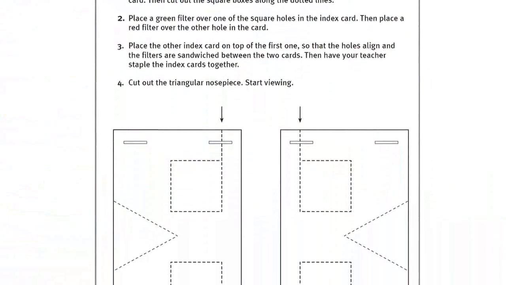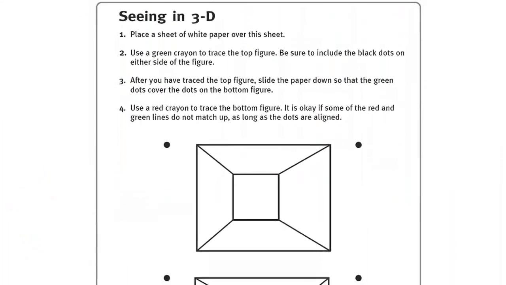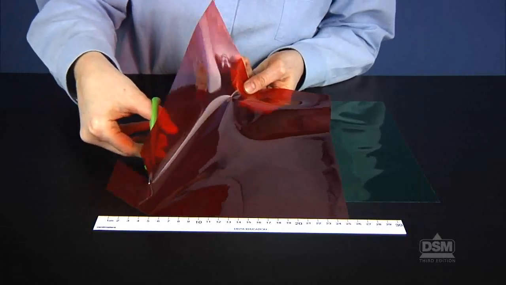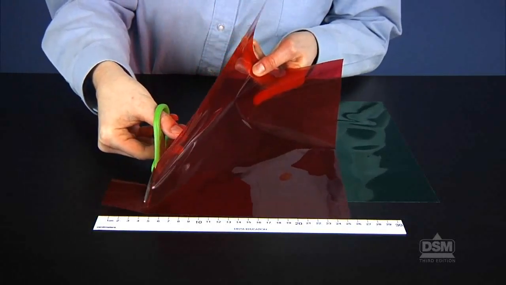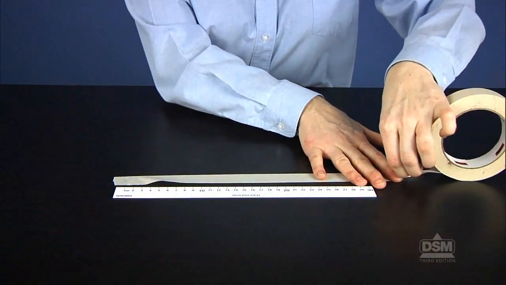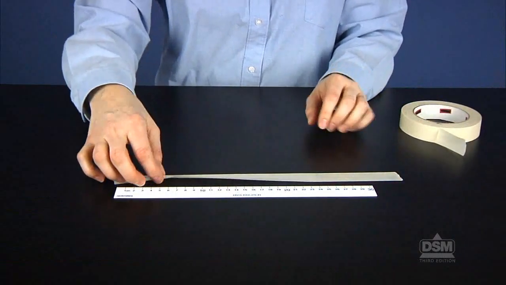To prepare for the activity, make a copy of Activity Sheet 11, Parts A and B for each student. From the sheets of green and red acetate, cut a 4-centimeter square of each color for every student. For each team, cut a strip of masking tape 30 to 40 centimeters long.